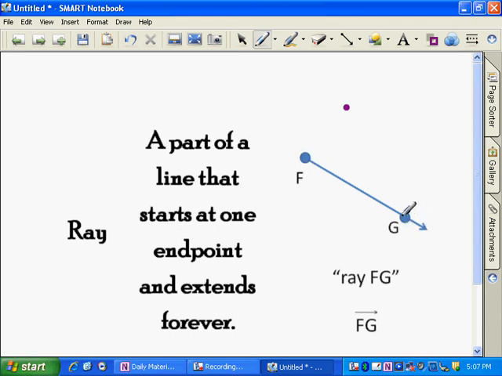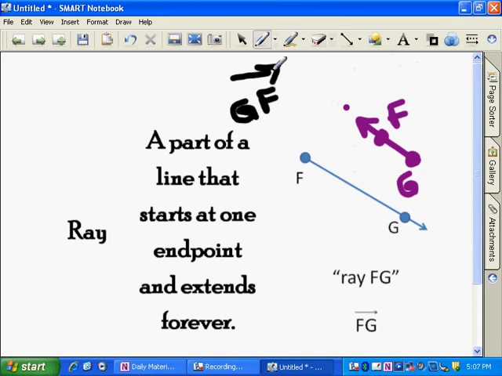We wouldn't call this ray GF, because that would mean that the endpoint G is here and that this is F. If we wanted to call this ray GF, I'm sorry, I know that's really sloppy. Let me write this a better way. Okay, so that would be ray GF. But again, with rays, the order does matter because it doesn't work both ways, okay?